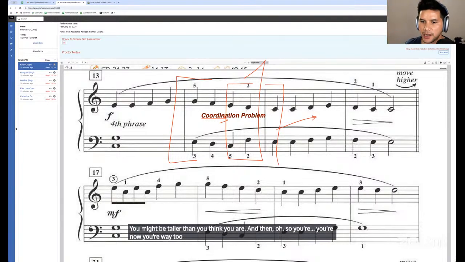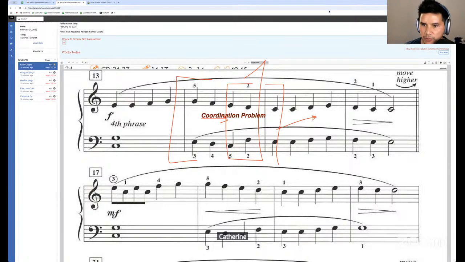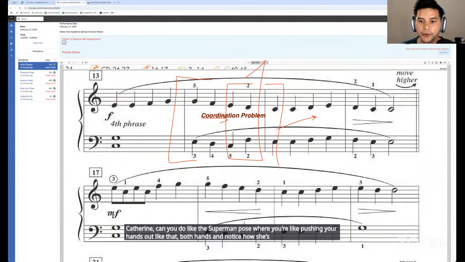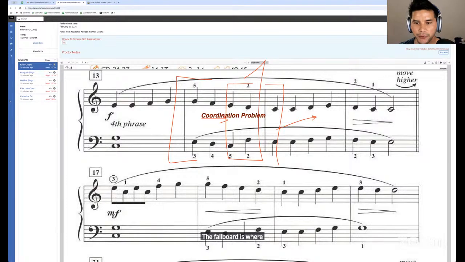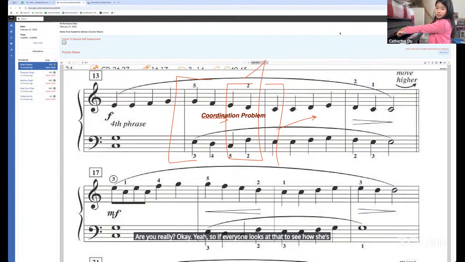Can everyone look at Catherine? Here, let me spotlight Catherine so we can see an example here. Catherine, can you do like the Superman pose where you're pushing your hands out like that, both hands? And notice how she's, no, the fall board is where it says Yamaha. Are you really? Okay. Yeah, so if everyone looks at that, to see how she's just barely able to touch, that's the distance.